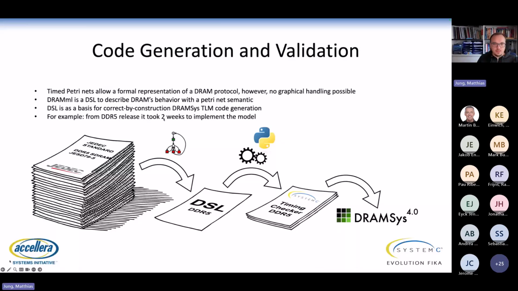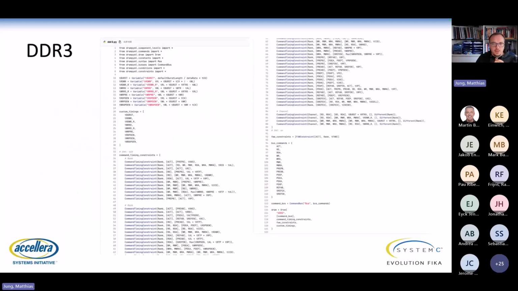And first time we did that for the DDR5 release. And it took us just 1 week to do this step and the generation, and then another week to implement other things in the memory controller. So we are pretty fast in creating a new model. Yeah, and this is how the code looks like. So these are basically 100 pages of timing diagrams compressed in 122 lines of code. Yeah, just so that you can imagine how large this compression is, basically.